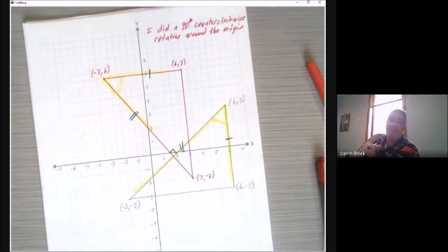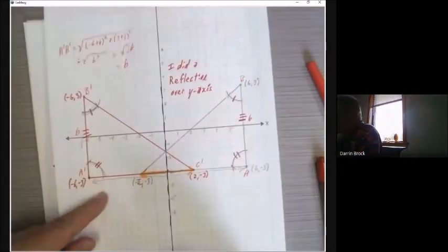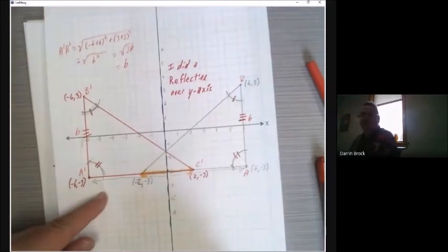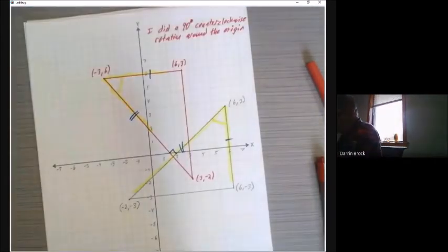Now that didn't happen in the reflection. Those are not a 90-degree angle in the reflection. Let me show you that. This is not a 90-degree angle because it did not go 90 degrees. It went differently. That's not going to work. You don't want to use that with the slopes.